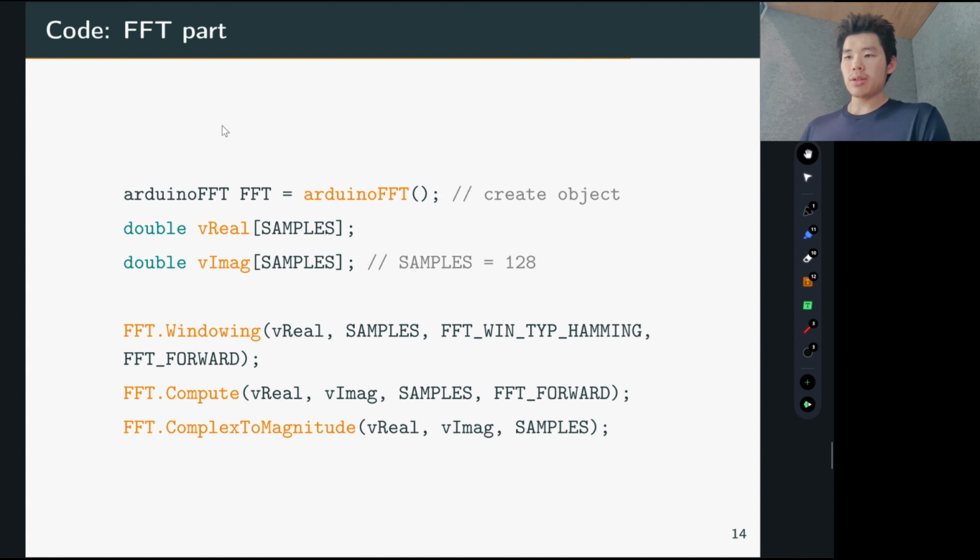So for the code, we're going to use an Arduino FFT library. We could code it using the divide and conquer approach, but if there's a library for us, then we're going to use it. And so we're going to initialize the Arduino FFT object, and we're going to make two arrays, one to store the real parts and one for the imaginary parts of the signals. And we have three functions that we're going to talk about.